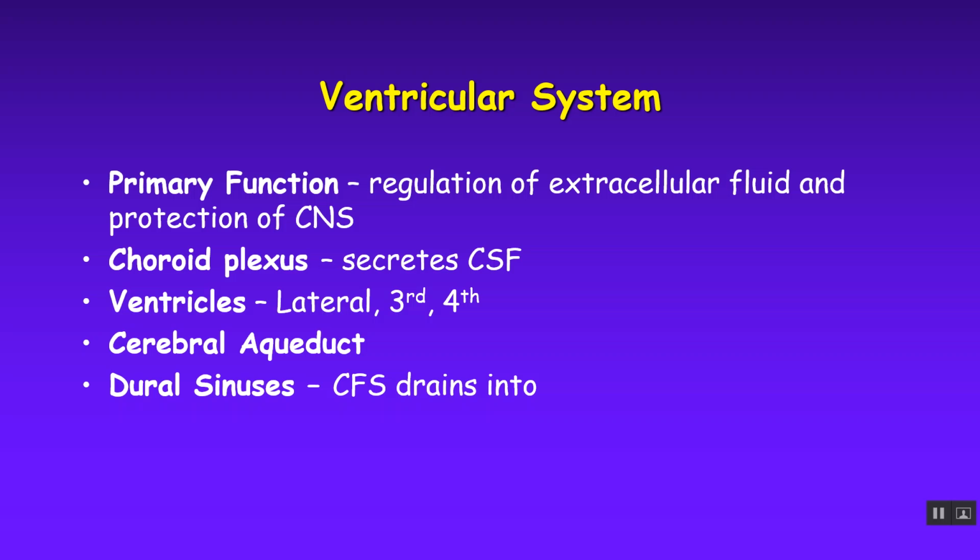You have the ventricles. You have two lateral ventricles, which are your ventricles 1 and 2, but they don't number them 1 and 2. They're just the two lateral ventricles, and then you have a third and a fourth ventricle. You have a cerebral aqueduct that connects the third and fourth ventricle. And then CSF also drains into the dural sinuses. So your venous blood plus your CSF is how everything gets back into your system, to be recycled.